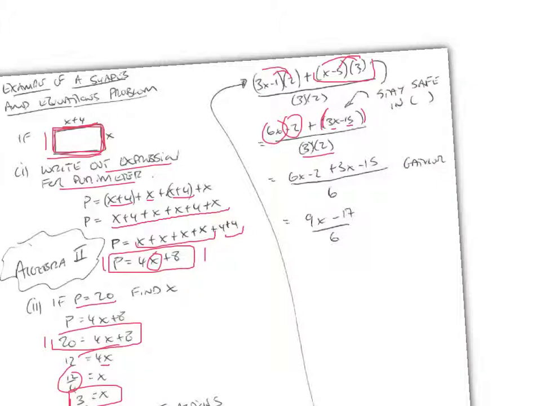So that's equal to 6x minus 2, and then we can remove these brackets. There's a plus sign here, so it's fine, the signs stay the same, plus 3x minus 15. Let's gather the terms, so we get 9x minus 17 over 6. That's that fraction reduced to a single fraction.